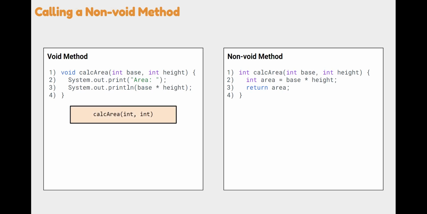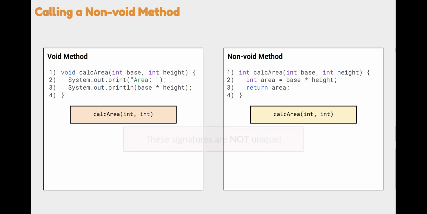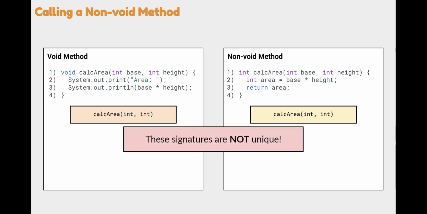On the right, we have calcArea int int as well. So these are the same signatures. The return type is not featured in the signature. So these are not unique. We cannot have both of these in the same class, because if you are calling a method called calcArea and giving it an int and an int, Java doesn't know if you want to call the one that should return data or the one that doesn't return data.